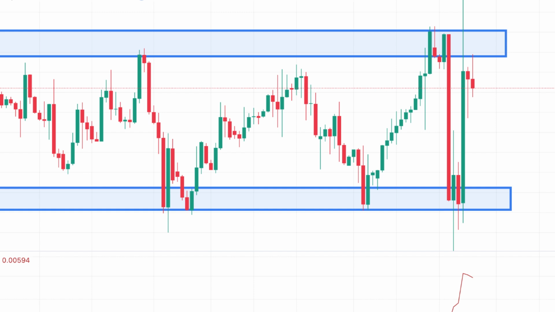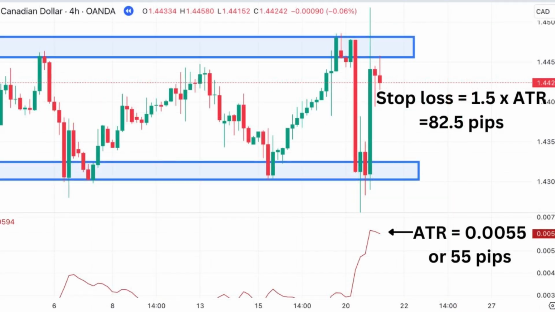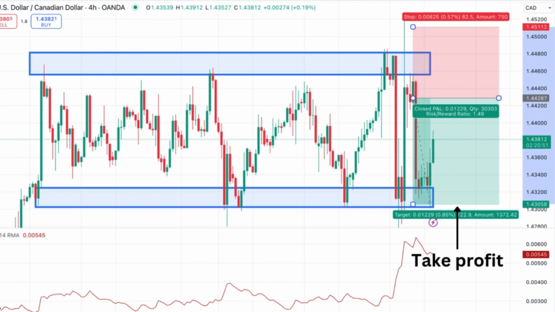Next, we'll assess the market conditions. So are you finding there's a trend that's unfolding? Or are you seeing that price is bouncing up and down between two clearly defined support and resistance levels? So as we can see here, price is bouncing between two support and resistance levels. And so we set our stop at 82.5 pips around the entry for a short position and at around 122 pips for the take profit at this support level.